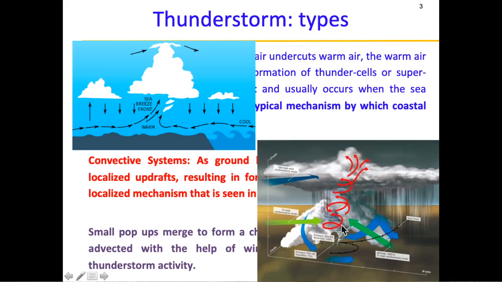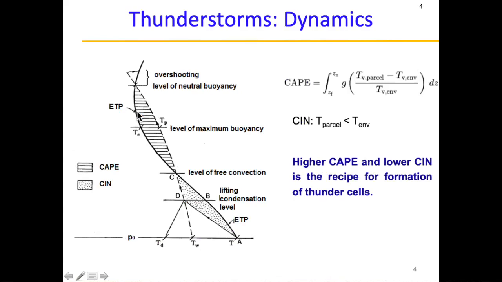Whereas this is the localized case, where you have strong heating, which leads to a vortex kind of mechanism, and it leads to these tall cumulonimbus cloud formations. So you can see the difference in the mechanism by which coastal regions get thunderstorms, and the mechanism by which interior places get thunderstorms. It's because of this ground heating, whereas this is more like a frontal system. The dynamics is pretty much the same, whatever type of thunderstorm it may be.